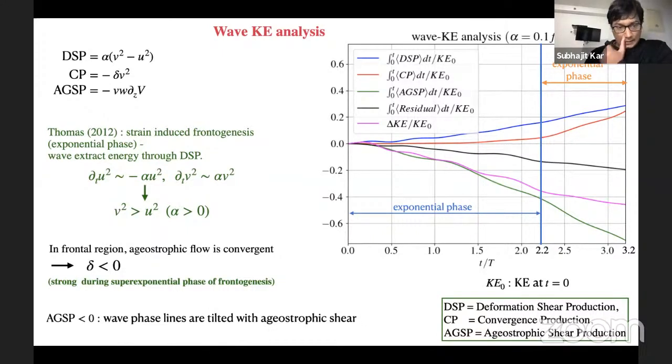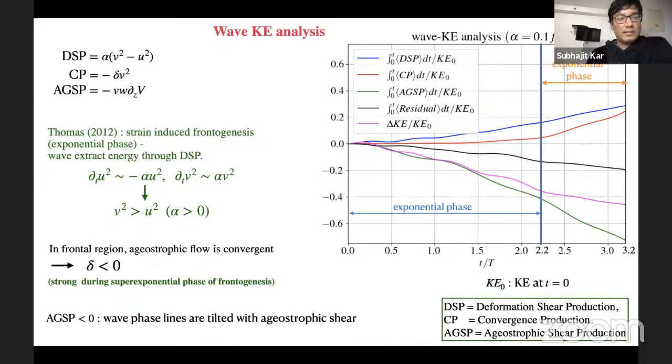This can be understood if I write down the energy exchange equation for the 2 components of the wave velocity. You can see here that if alpha is positive, the strain is positive, which means that even if you start with the same amount of U and V, eventually V will start dominating over U. So if you think of a hodograph, initially the hodograph will be circular, but eventually it will be elliptic, which means that V squared minus U squared will be positive. That leads to DSP positive.